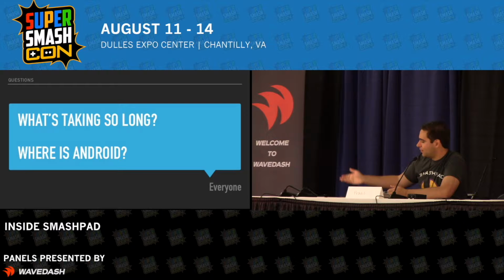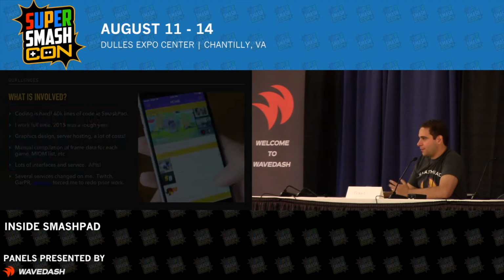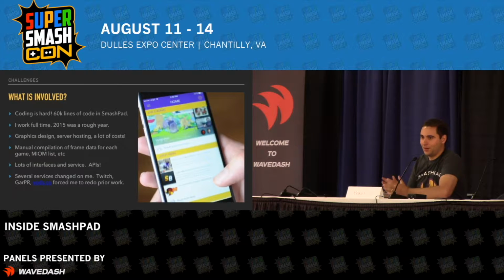So the most common question that I get from everybody when I talk about SmashPad is, where's Android? So I wanted to really quickly talk about what is involved and what's taken so long and where we're at right now. The big thing is that coding is really, really hard. SmashPad is about 60,000 lines of code, and I've put about 900 hours into SmashPad, and not just coding, but all the data collection and all the other things that are involved. I work full-time, and I don't make any income off of SmashPad. That's worth mentioning.